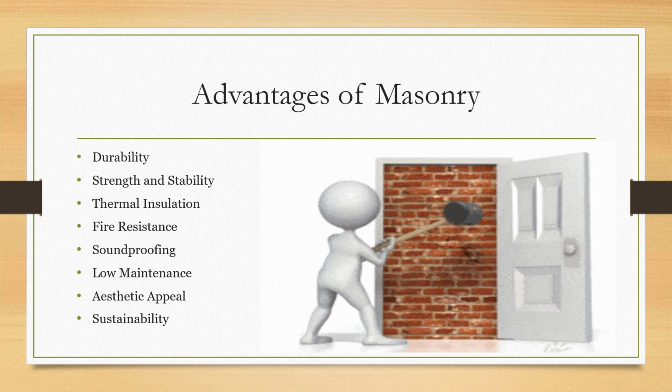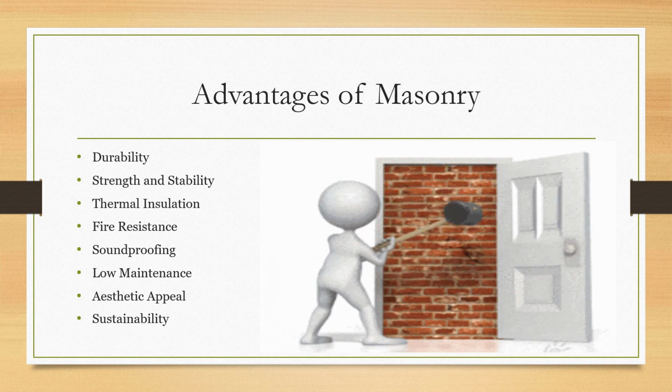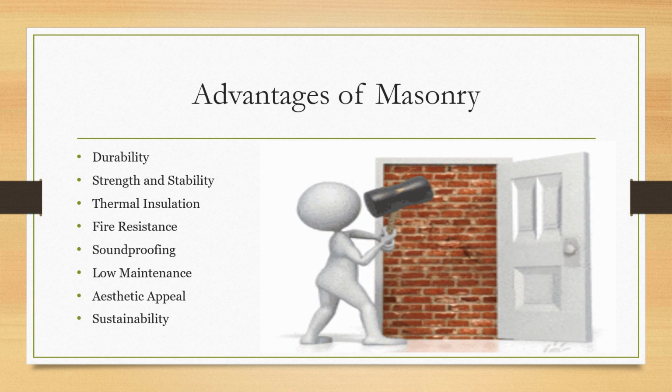The thermal insulation. Those materials have inherent thermal mass properties, meaning they can absorb and store heat that results in better insulation and temperature regulation within a building. Next is fire resistance. They are highly fire resistant, which enhances the safety of a structure. Materials like bricks or concrete blocks do not burn or release toxic fumes when exposed to fire.